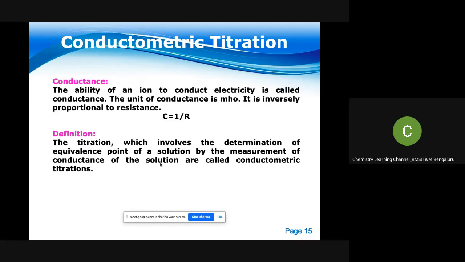So how to define conductometric titration? This is the titration which involves the determination of the equivalence point of the solution by measuring the conductance of the solution. So this is conductometric titration.